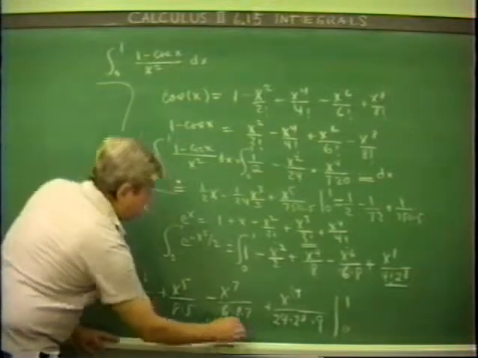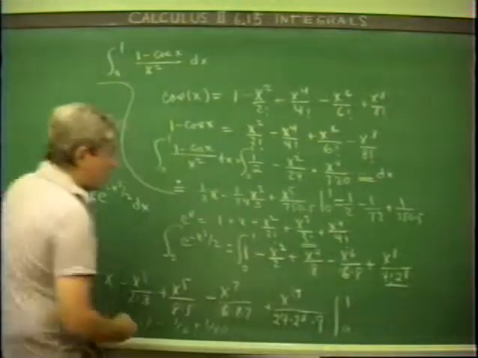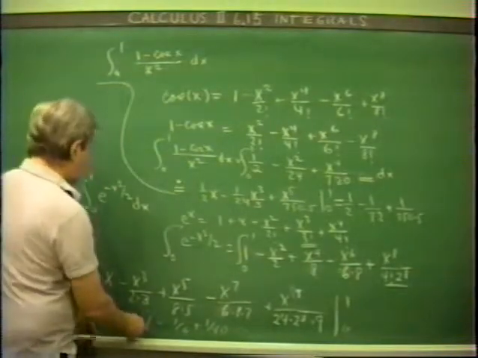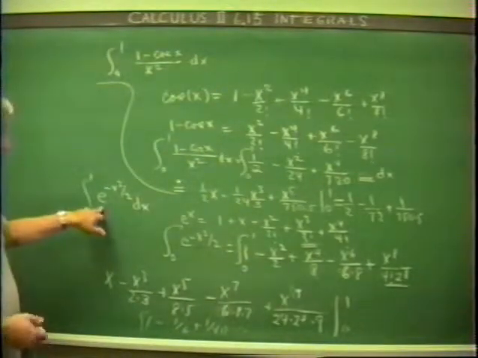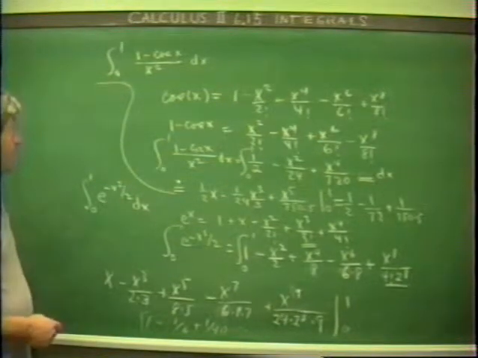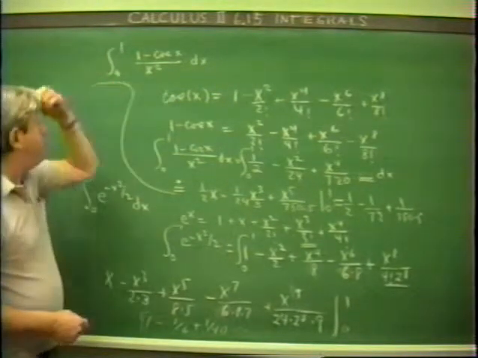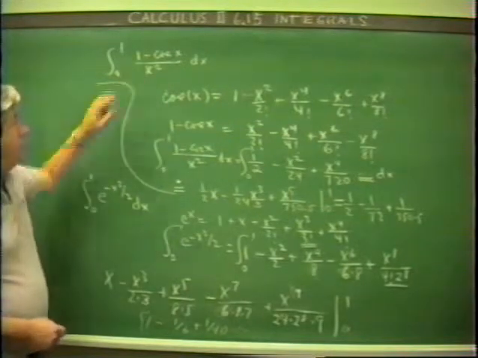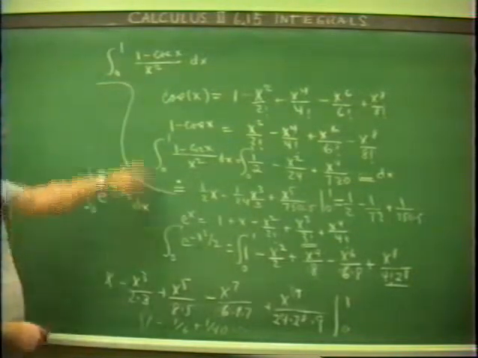I'm going to evaluate this from 0 to 1. So what we're going to get is 1 minus a 6th plus a 40th, and so forth here. Getting these 5 terms together, and that's going to be approximately the integral from 0 to 1 under the graph of e to the minus x squared over 2.